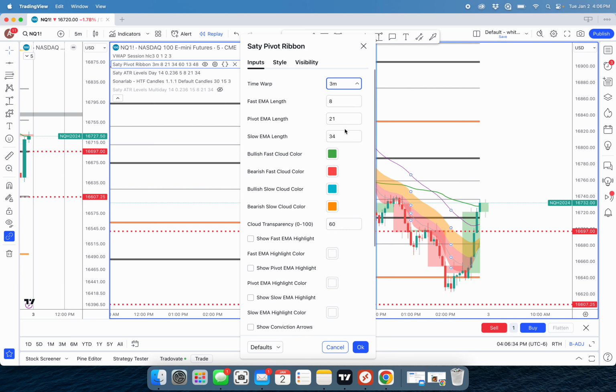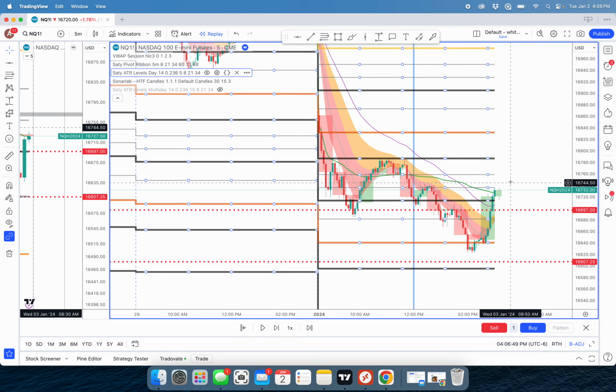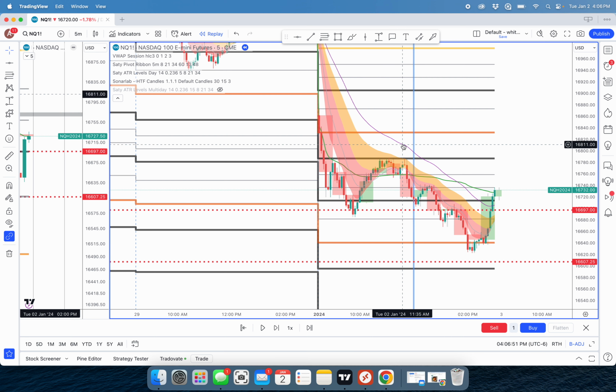There was something. 3 minutes doesn't make any sense. It's too quick. Anyways, look into that, because what it was showing me throughout the day was that this EMA was right here. So it made it very easy to make a decision on whether the trend was continued or not.